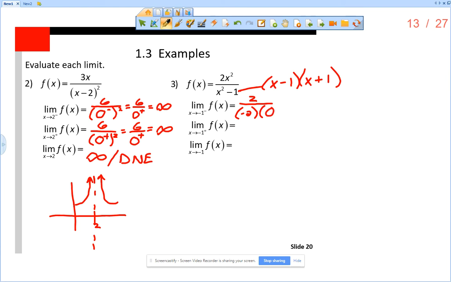But from the negative or positive? Remember, if we're doing negative 1 from the left, that would be like negative 1.1. So negative 1.1 plus 1 is a negative number. So now I have 2 divided by negative 2 times 0 from the left, which is a negative number. A negative times a negative is a positive. So we're approaching 0 from the positives, which means we're approaching positive infinity.